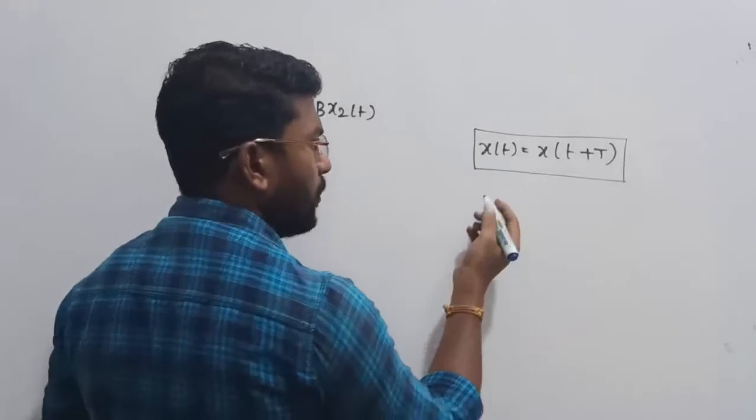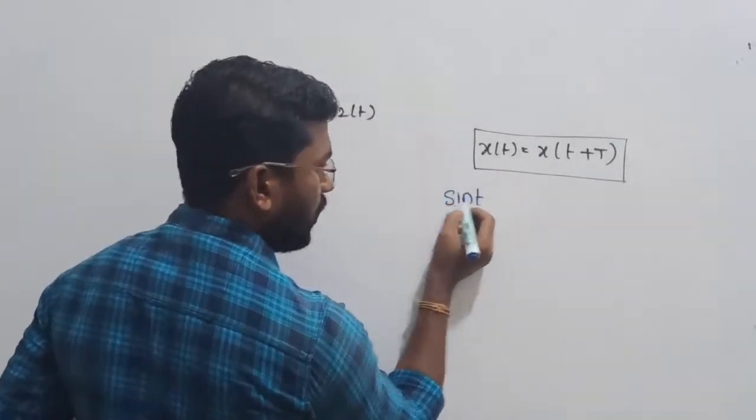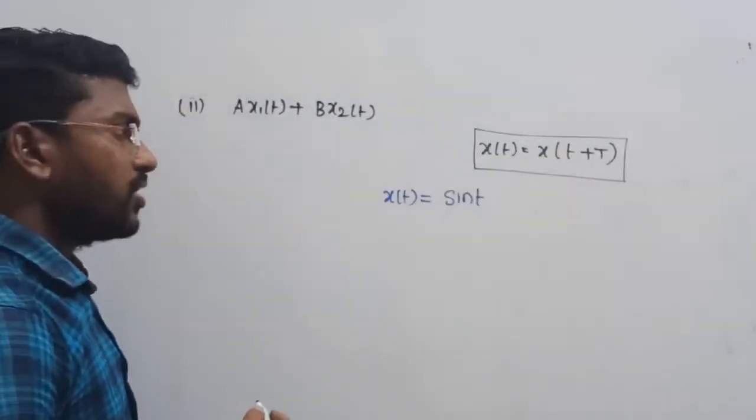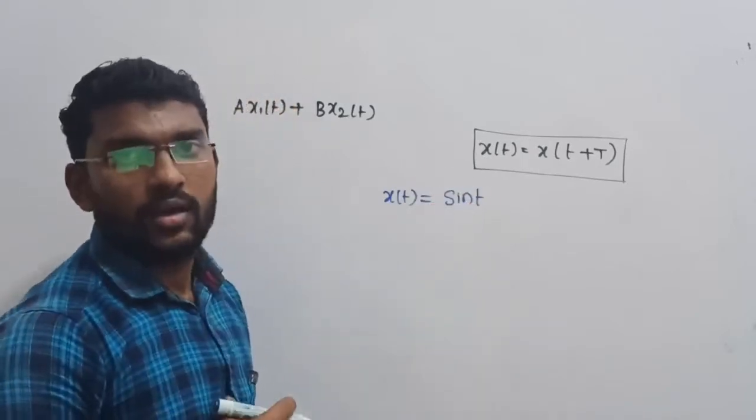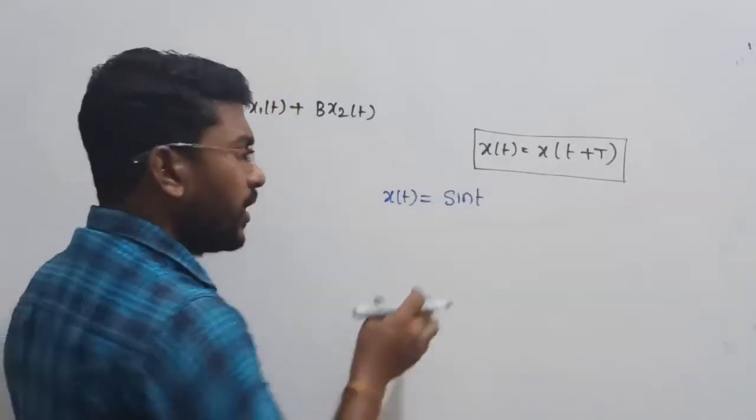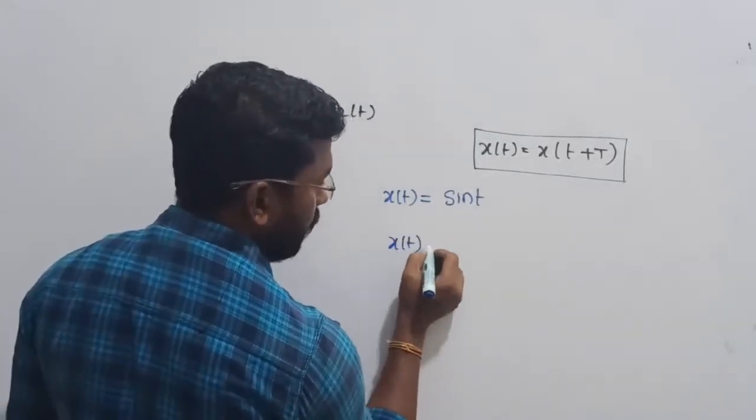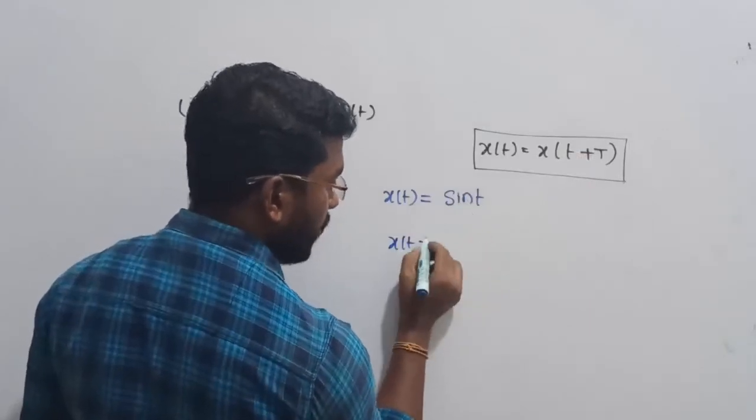So here for example, if I take a signal, we will take sin t itself. Given x of t is sin t. Now the question is, you are requested to test the periodicity of the signal. How will you find out the periodicity, right? x of t is given. Now we have to find the value of x of t plus T.